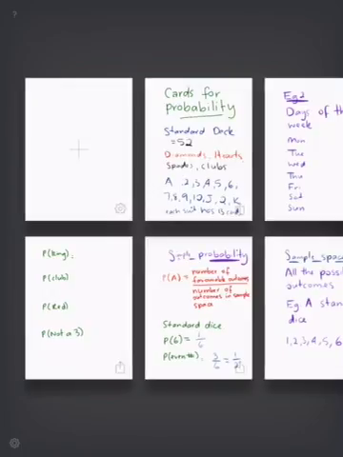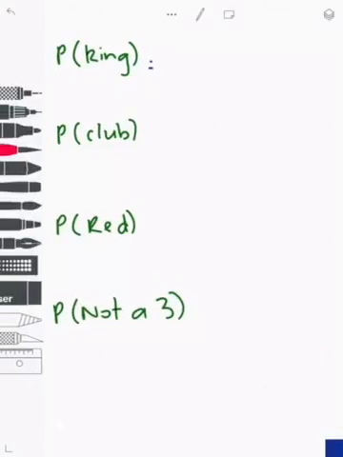Let's go on to a probability question using cards. Now it says, what is the probability of getting a king? Now let's start again by simply first putting our sample space. Our sample space is 52. How many kings do we have? We have a king of diamonds, a king of hearts, a king of spades, and a king of clubs. So we have 4 out of 52 is our probability of a king.